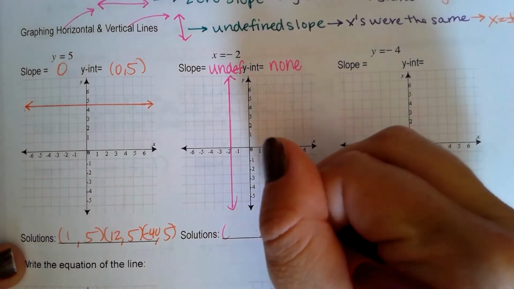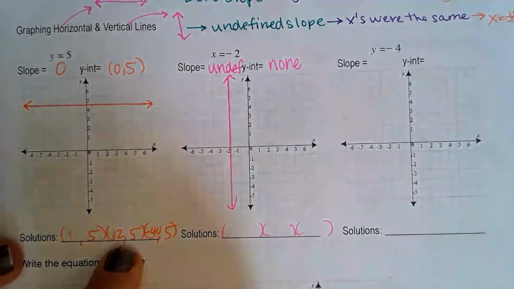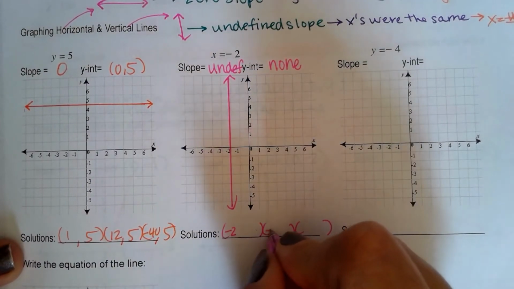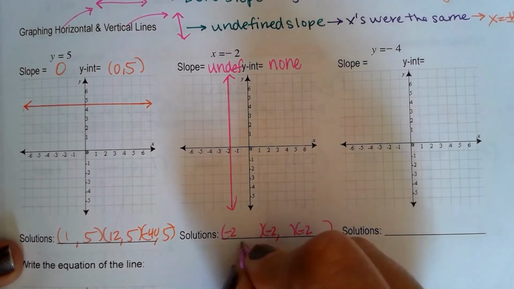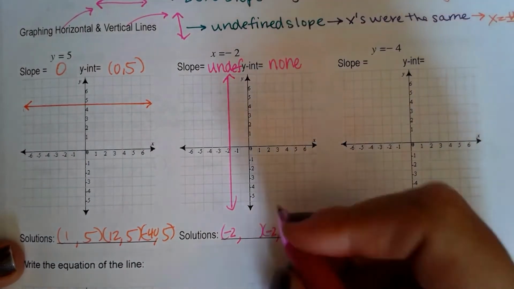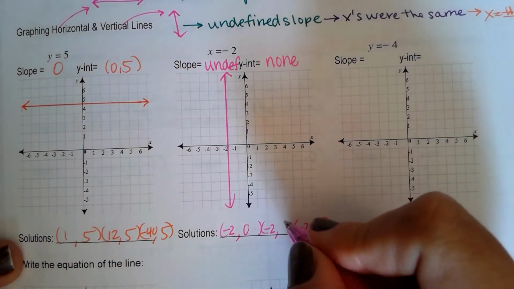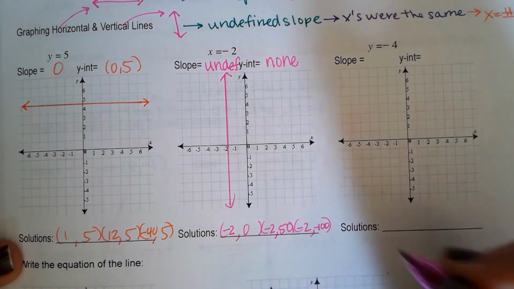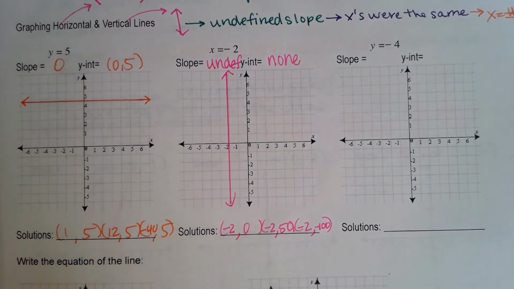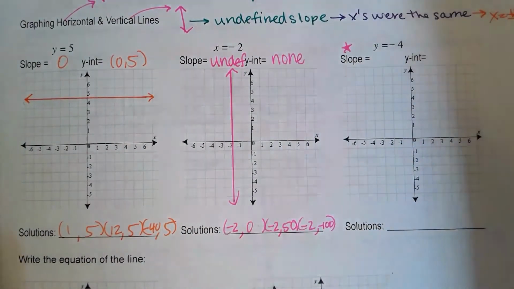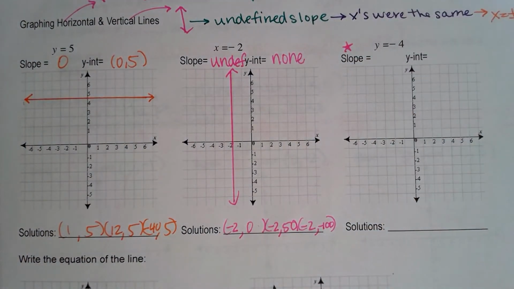And then for solutions, it's kind of just like this, except for the opposite. All of the x's are negative 2, and then you can put whatever number you want for y. So I could put 0, I could put 50, I could put negative 100. You could put any numbers you want for the y values. Okay. All right, you guys are going to try the third one.